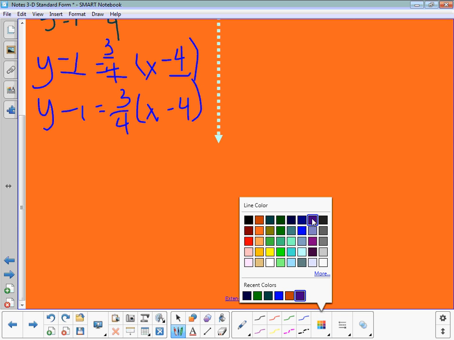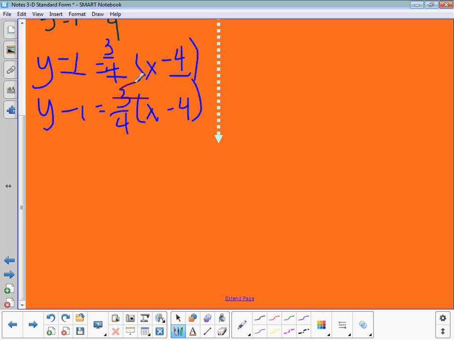Remember, my goal is to get that x and y on the side by themselves. So I'm going to distribute in that 3/4. So I have y minus 1 that stays the same. And then 3/4 x. And then when I multiply 3 over 4 times a -4, those 4's will actually cancel each other out, and I'm just left with 3 on top. Okay, so that's something it might take you a little bit to get used to, and that's fine.